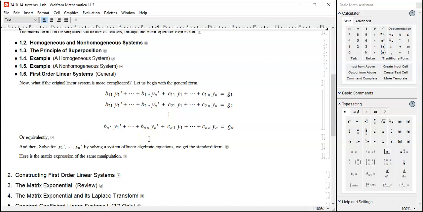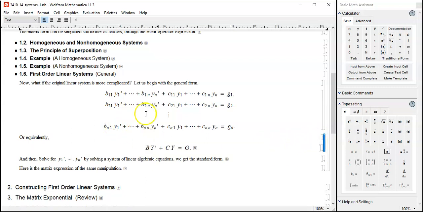And then the matrix expression does not look too bad, but you're going to get something like this. This part here, where my mouse is running around, that's the By prime part. And the second part here, that's the Cy part. And then equal to g like this. Of course, I use different characters to avoid confusion.